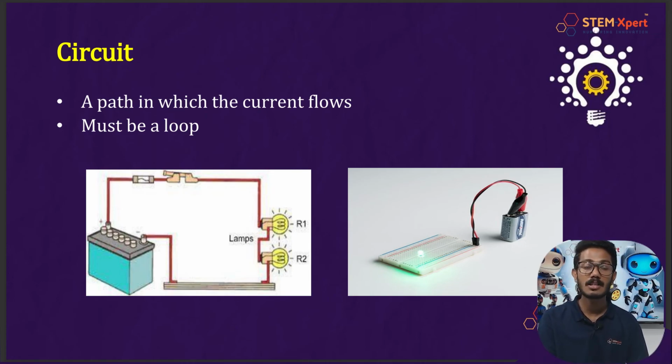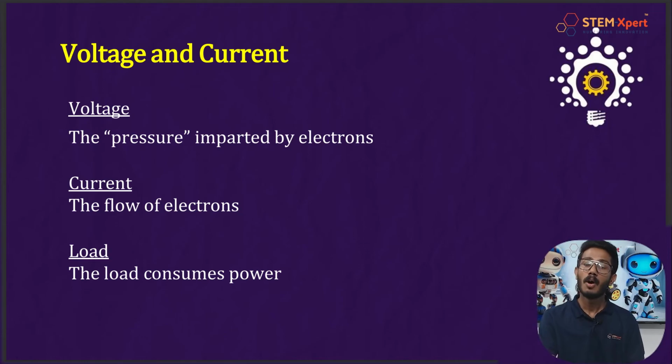Also, we learned the concept of voltage, current and load. Tell me, what is voltage? Voltage is a pressure imparted by the electrons. What about current? Exactly. Current or electricity is a flow of electrons, right? Yes. Now tell me, which one acts as the load in our LED lighting circuit? Exactly, the LED, right? Yes.